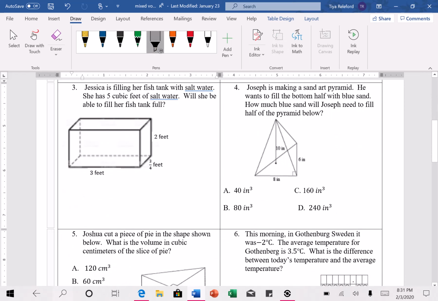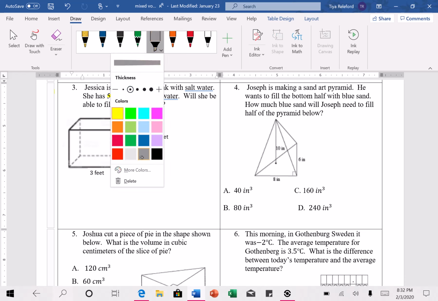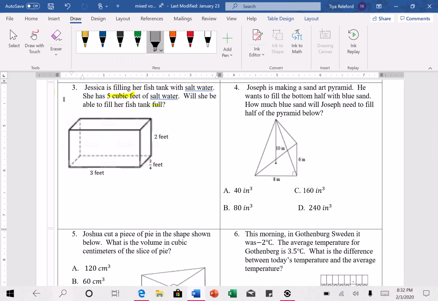All right. Jessica is filling her fish tank with salt water. She has 5 cubic feet of salt water. Will she be able to fill her fish tank full? So we need to know if 5 cubic feet is enough for this fish tank. What shape is this fish tank? Yep, it's a rectangular prism.